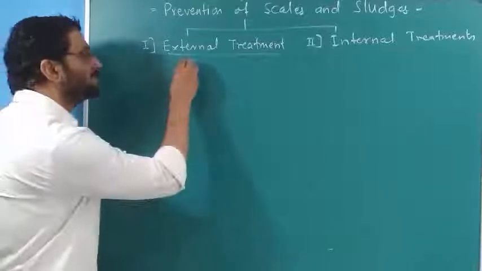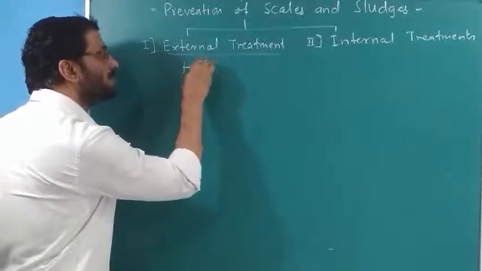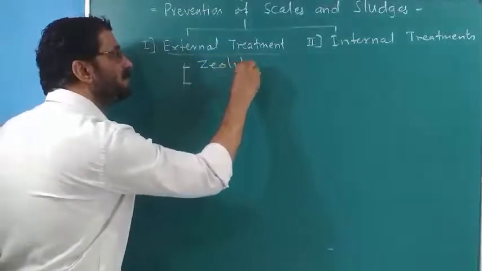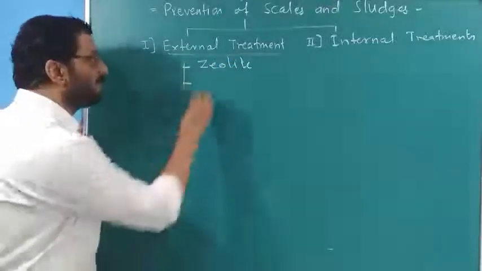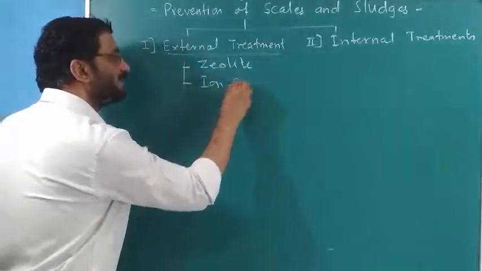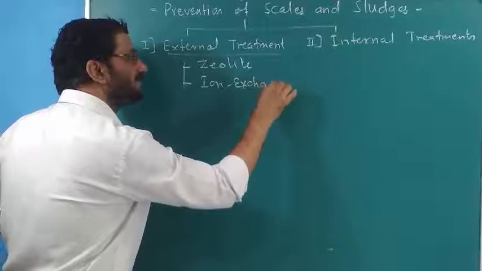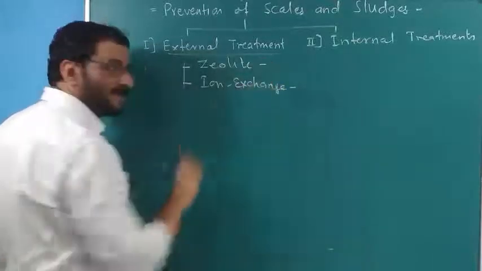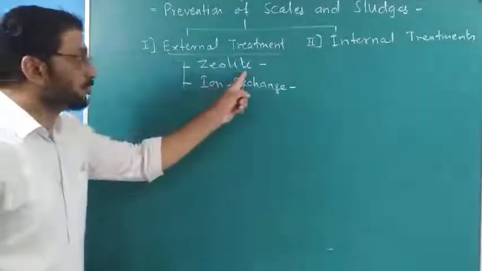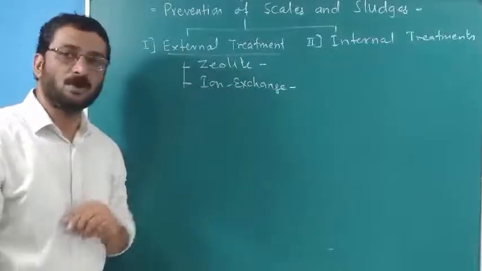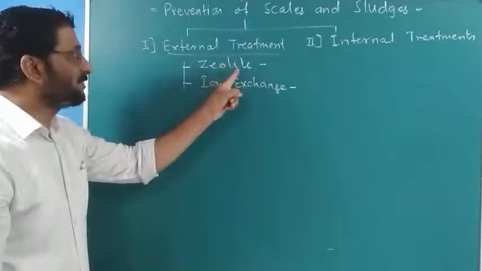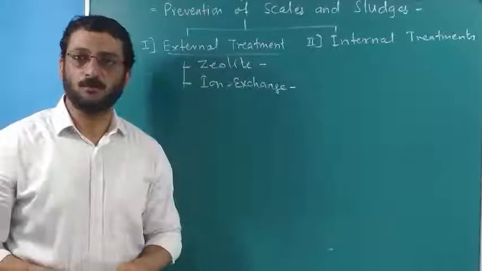In our syllabus already two methods we have seen, that is zeolite method of water softening and second is ion exchange process. As far as exam is concerned, short note for 6 marks. This may be numerical for 3 to 4 marks.